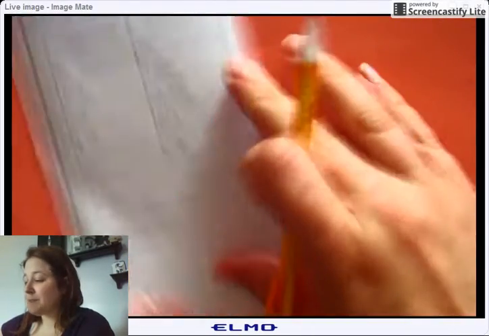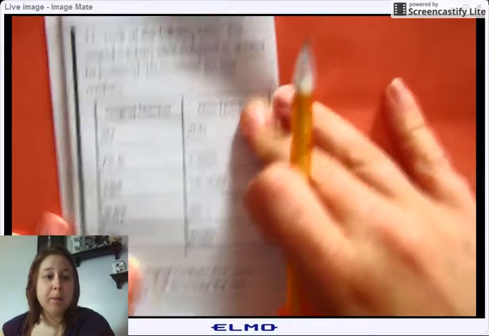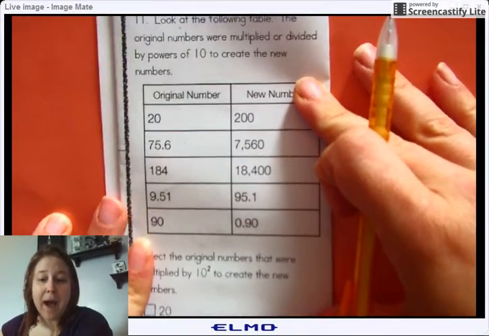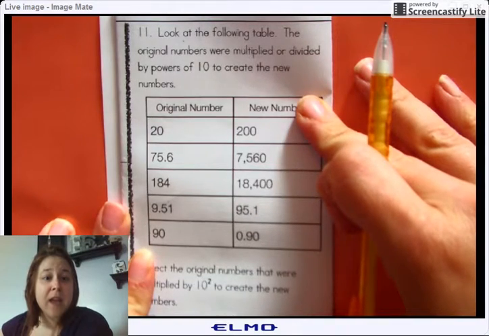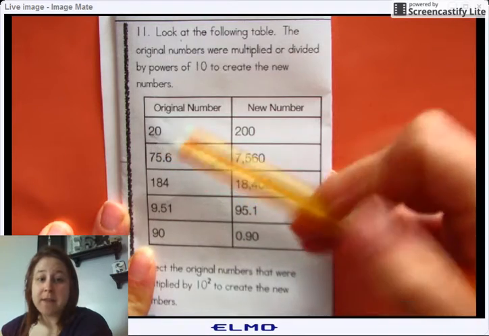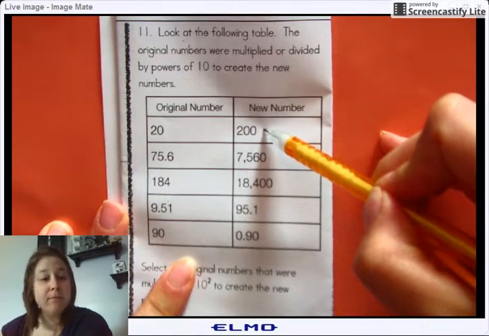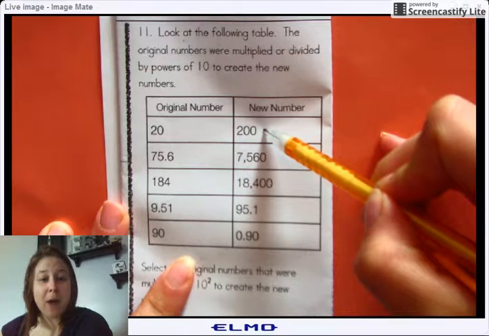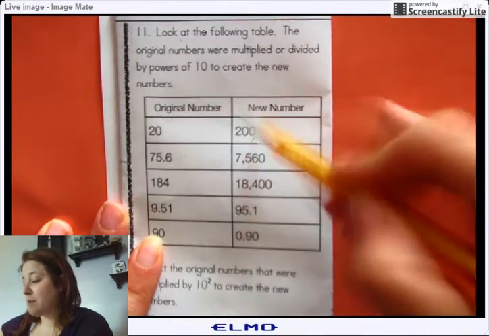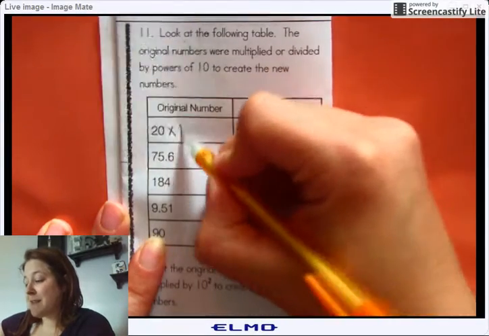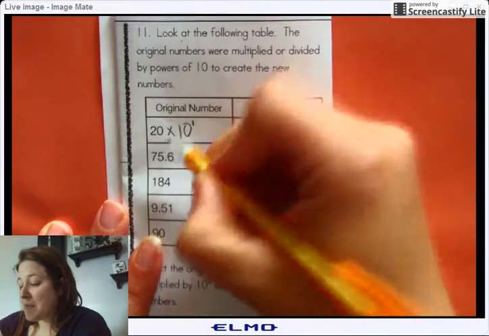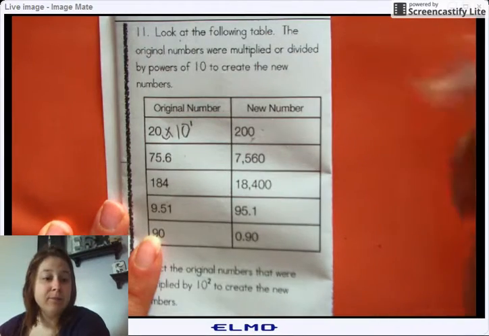On to the back. Look at the number table below. The original numbers are multiplied or divided by the powers of 10 to create a new number. So let's look at this. 20 to get to 200, I'm just adding 1 extra 0. So I'm multiplying it by 10 to the 1st power because it's telling me I need to move it over 1 spot.